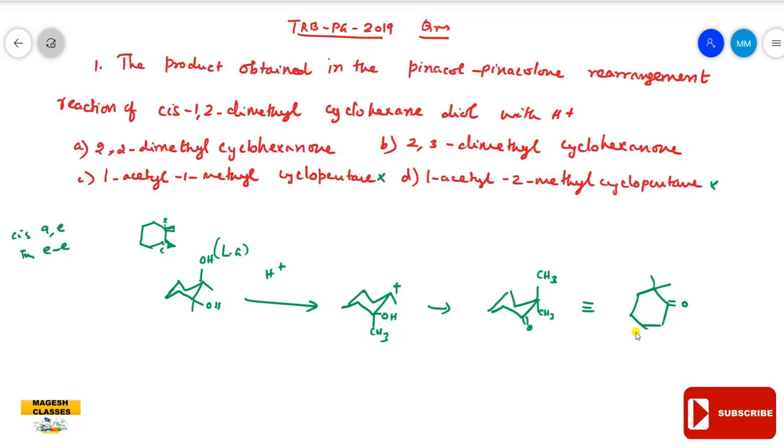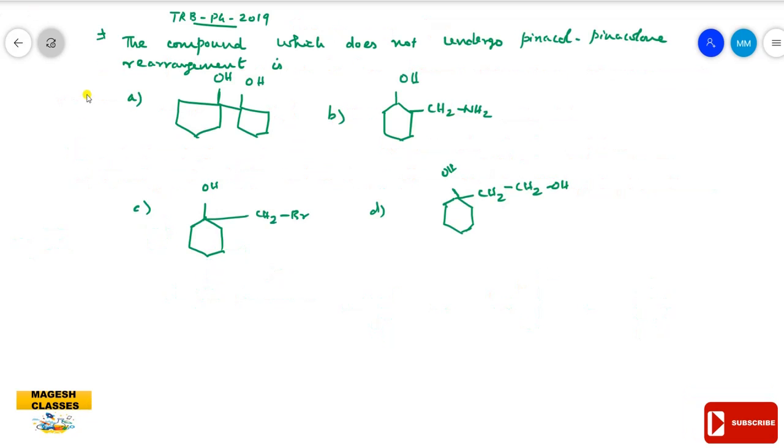Then 2,3-dimethyl cyclohexanone. So the two methyl groups are not in the same place. It is 2,2-dimethyl cyclohexanone. So A is the answer. Okay. So this is the TRB-PG 2019 question.